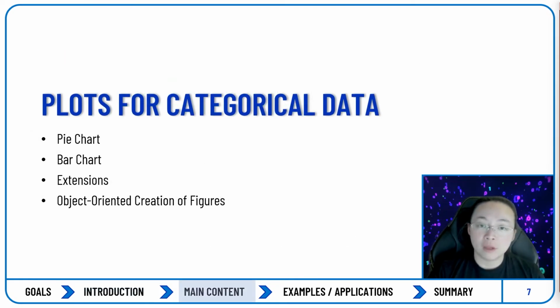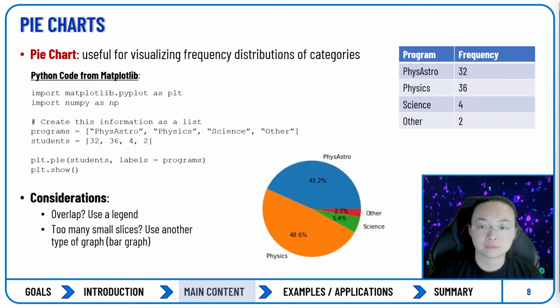Now moving on to plots for categorical data, we're going to go through pie charts, bar charts, some extensions, and then an object-oriented approach to creating figures. So pie charts, they're fun to look at. They're very useful for visualizing frequency distributions of categories. So on the right, I have a breakdown of our class. We have 32 students in the physics and astronomy program, 36 in physics, 4 in science, and 2 in other.